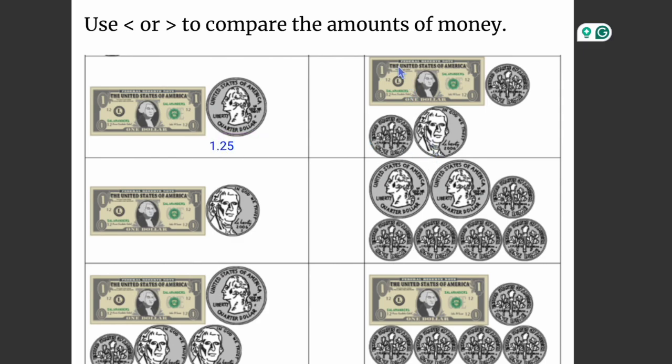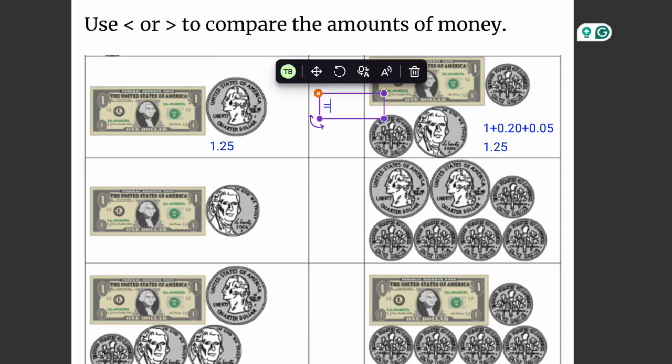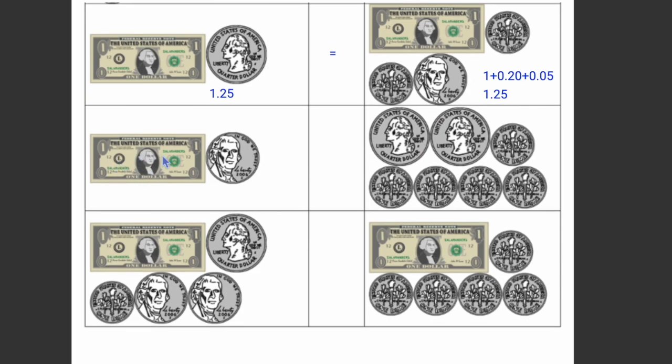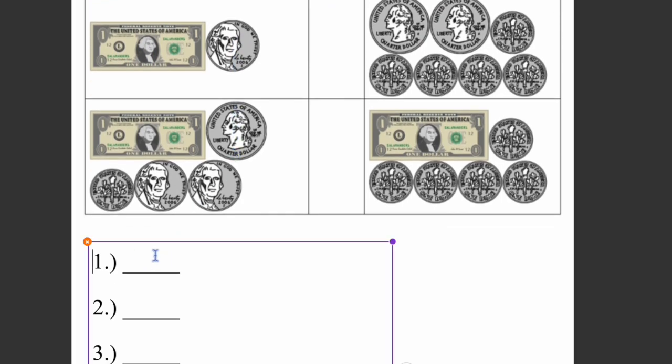On the second side, we have $1 plus 2 dimes, so that's equal to 0.20, and 1 nickel, which is equal to 5 cents, and that equals $1.25. So they're equal, and that means we put an equal sign in the middle column. Let's move on to the next row. We can put the equal sign right here.